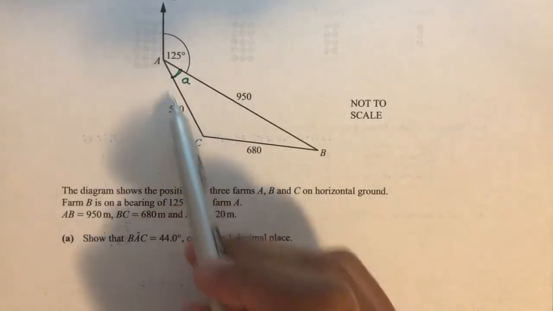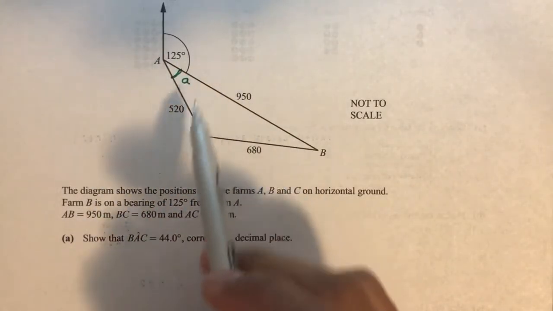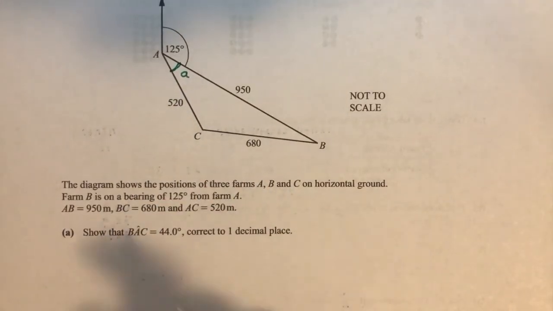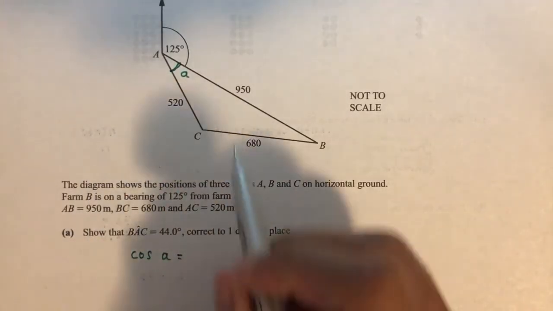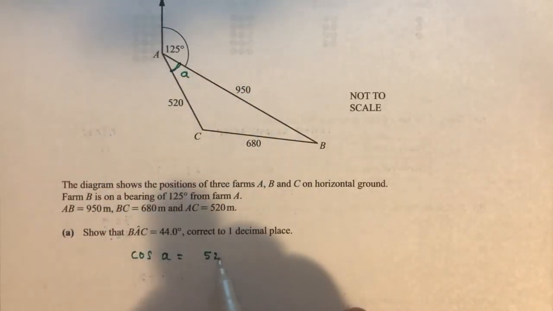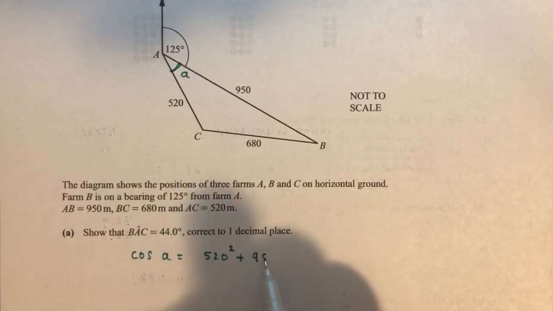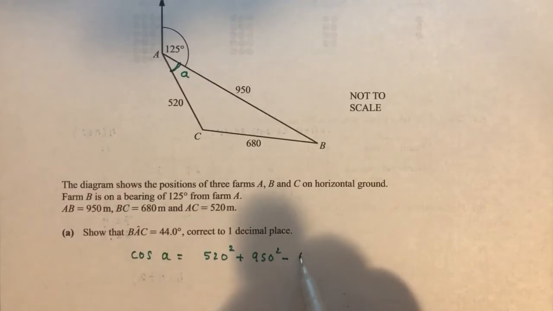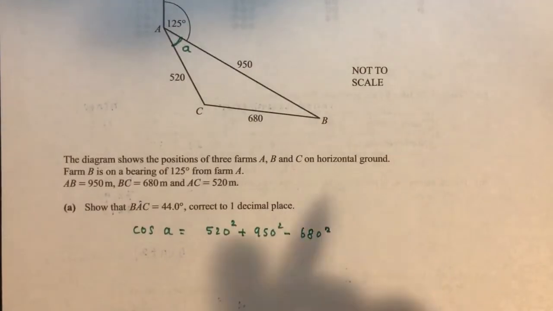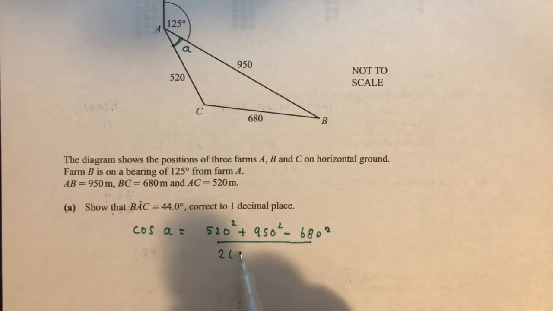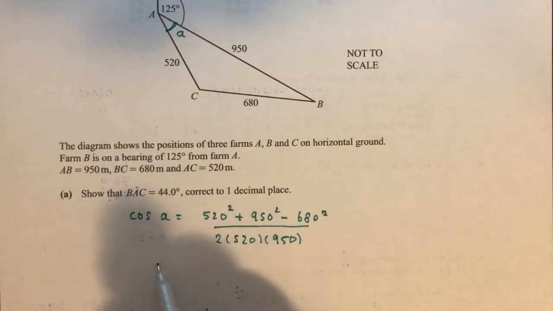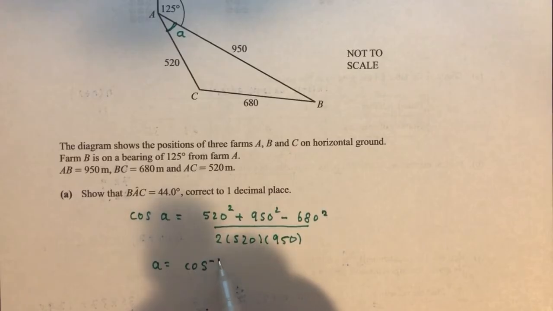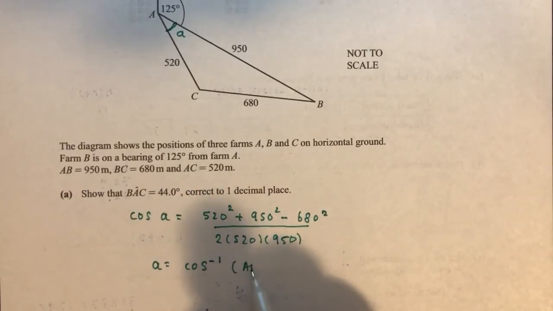So here, since we know all the 3 sides of this triangle, we can use the cosine rule. So cosine rule is here. Cos of the angle A is equal to the sum of the squares of these 2 sides, minus the square of this one, divided by 2 times this and this side. That will be cos A. If you want to find the value of A, you have to do cos inverse, and this will be the answer inside.